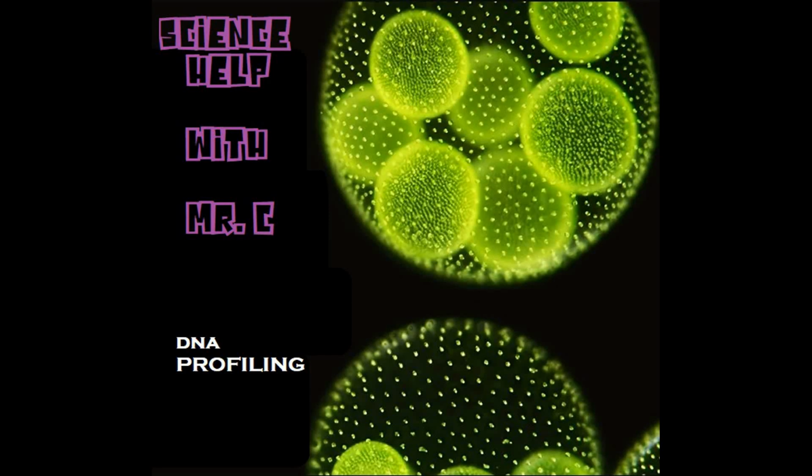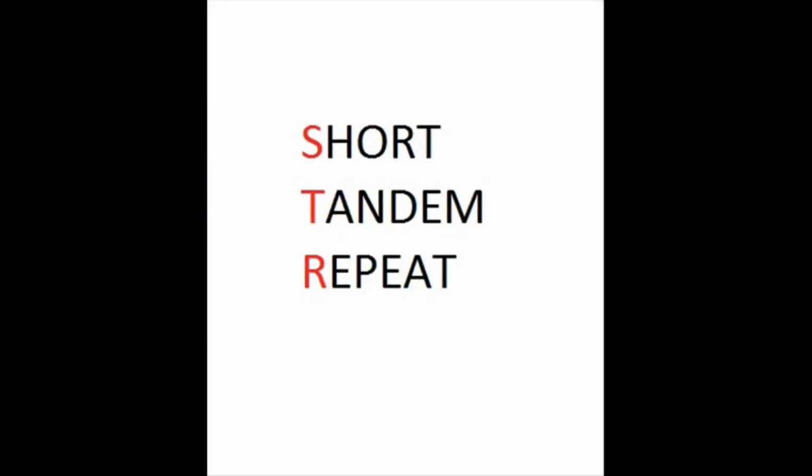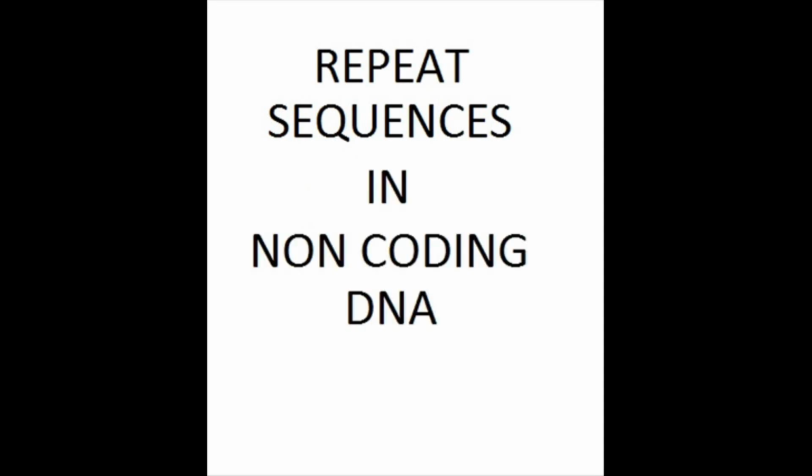DNA profiling. We use short tandem repeats, or STRs, in DNA fingerprinting, otherwise known as DNA profiling. STRs are short repeating units of genetic code. In non-coding DNA regions there are repeated units of particular sequences. STRs are also known as microsatellites.